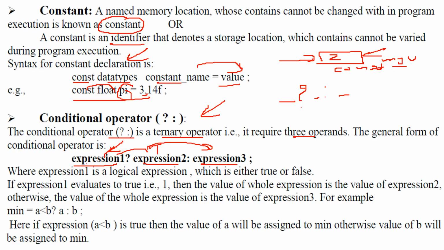You can also assign it to some value. If you say a less than b, then if a is less than b, a will be assigned to min. Otherwise, b will be assigned to min. So if the expression a less than b is true, the value of a will be assigned. Otherwise, b will be assigned. This is a simple conditional operator. You can write this if else in one line.